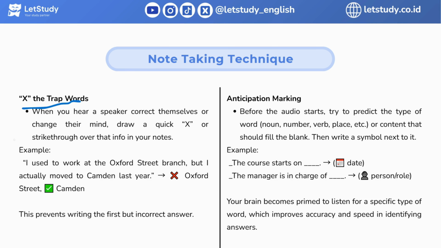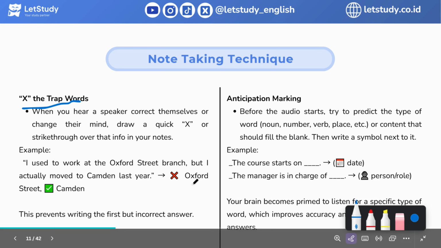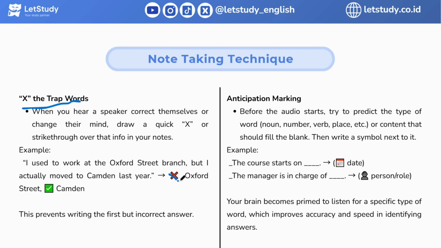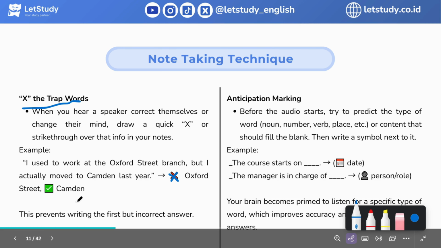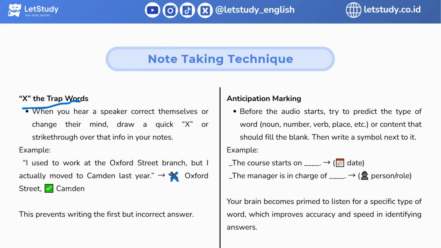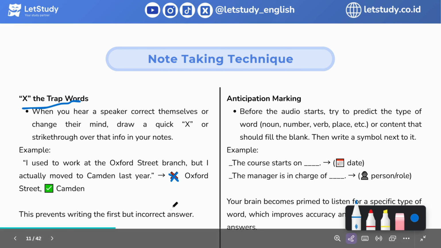In X the trapdoor, when you hear a speaker correct themselves or change their mind, draw a quick X or strike through over that information in your notes. For example, "I used to work at the Oxford Street branch, but I actually moved to Camden last year." So when you write Oxford and suddenly the speaker says they moved, you can write that X to cancel the Oxford information, and write Camden next to it to make your note more presentable and accurate. This prevents writing the first but incorrect answer.